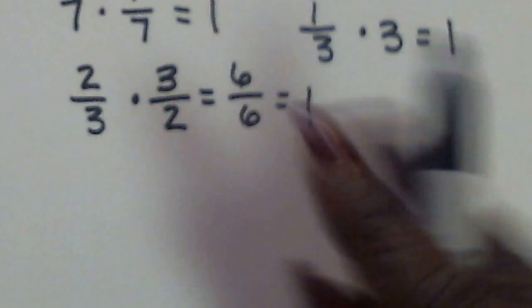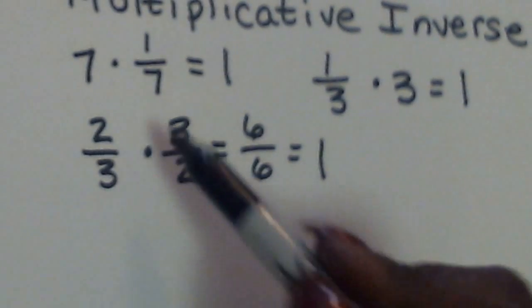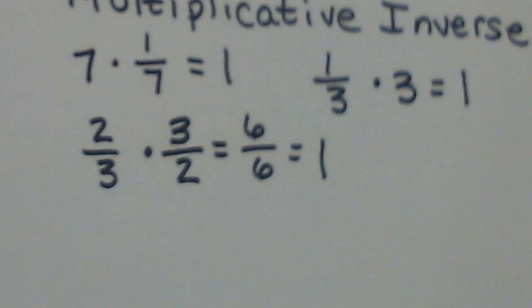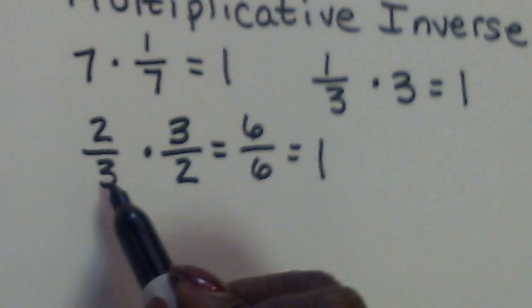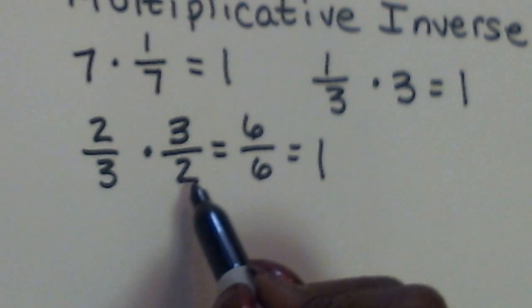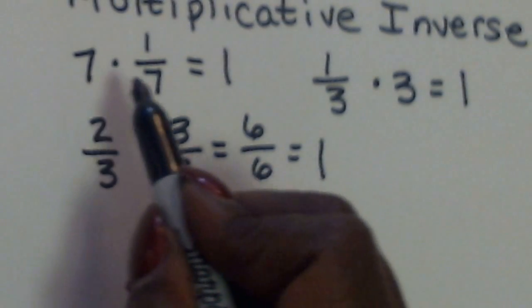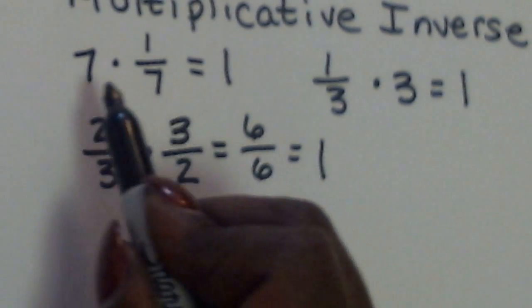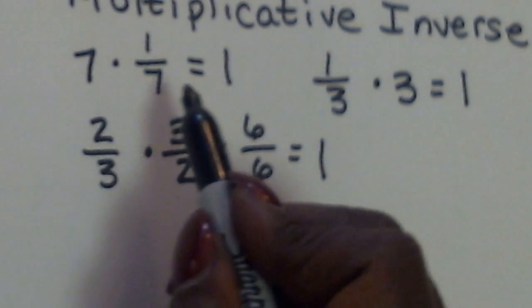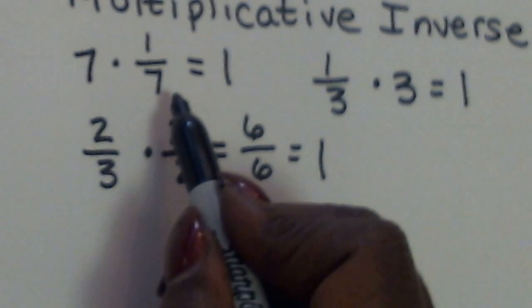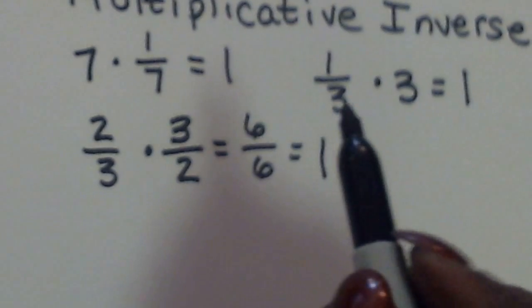So if you notice, what I'm actually doing in all three of these is flipping the fraction. Take the fraction, flip the fraction, and multiply it, and you will get 1. Take a whole number, 7/1, flip the fraction and multiply it by 1/7, and I will get 1.